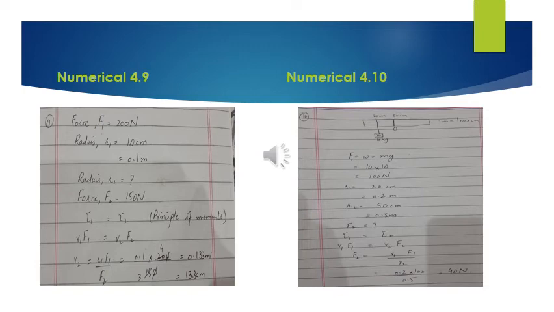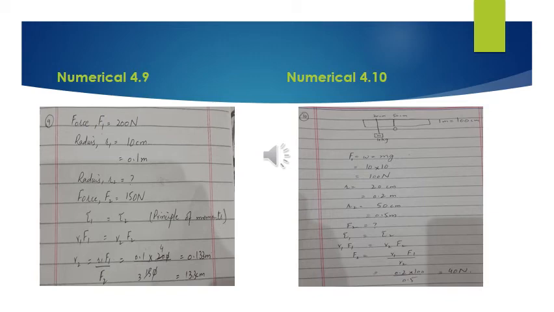Now you have to calculate the radius which is required for a spanner to loosen the same nut when force F2, 150 Newton, is given. Using principle of moments, torque 1 is equal to torque 2. It means anti-clockwise moment is equal to clockwise moment.